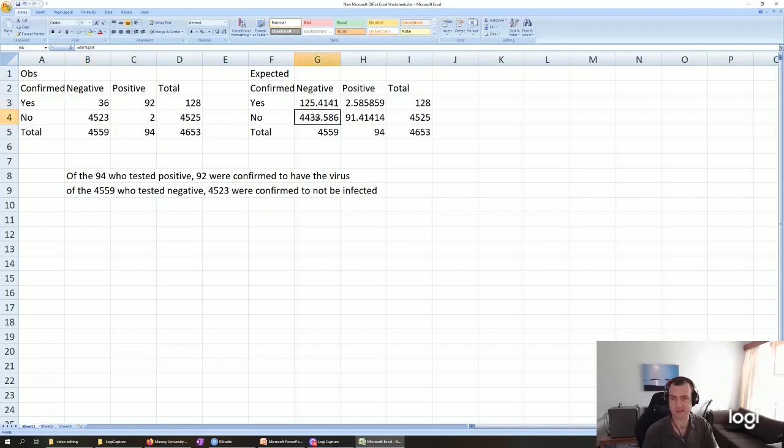And the same over with the initially testing negative people. We expected to see about 4,430 who initially tested negative and were no's, but more of those people were actual no's than we expected. And of the people who tested negative initially, we would expect, if they were independent, 125 to actually have the virus. Only 36 of the people who tested negative then turned out to have the virus. Great. So from that, we can directly answer.